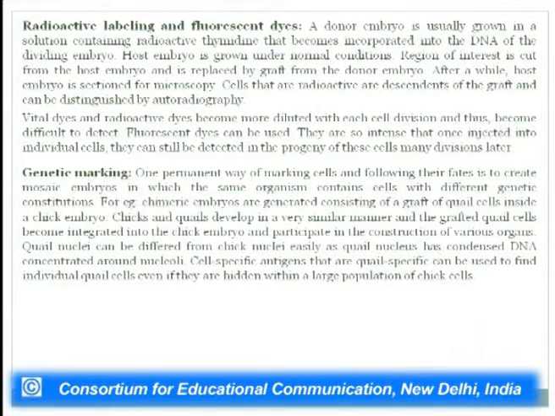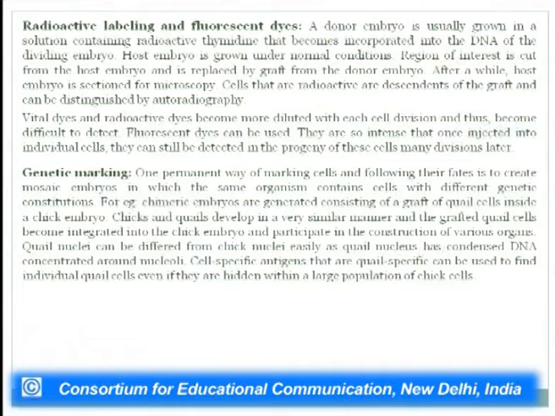Then another mechanism of generating a fate map is by genetic marking. One permanent way of marking cells and following their fates is to create mosaic embryos in which the same organism contains cells with different genetic constitutions. For example, chimeric embryos are generated consisting of a graft of quail cells inside a chick embryo.